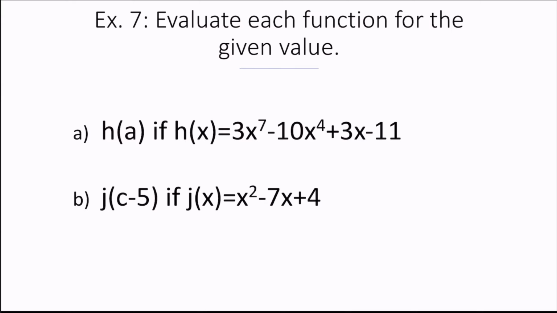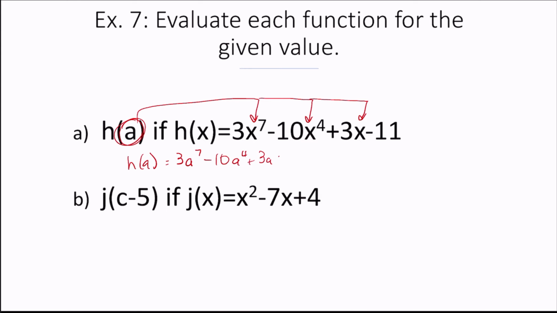H of a, if h of x equals 3x to the 7th minus 10x to the 4th plus 3x minus 11, again, we're just substituting a in for x. So if this is h of x, then h of a is 3a to the 7th minus 10a to the 4th plus 3a minus 11. We just turn all of the x's into a's.